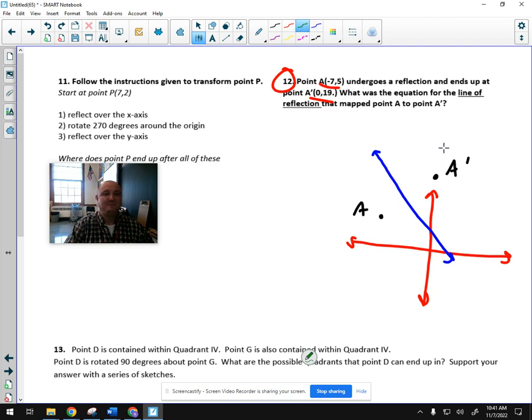Now, how do I know that? Well, remember, when I connect an image and a pre-image, I know two things about its relationship to the line of reflection. First, I know that this is congruent to this. The line of reflection bisects this segment AA prime. The other thing I know is that it's perpendicular to it. It makes a 90-degree angle. I'm going to use those two facts to help me solve this problem.